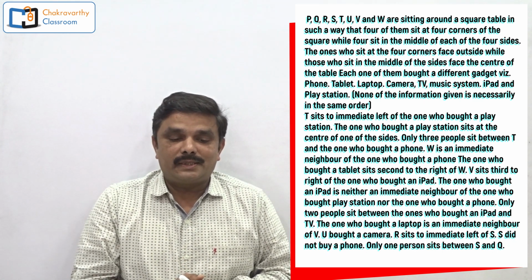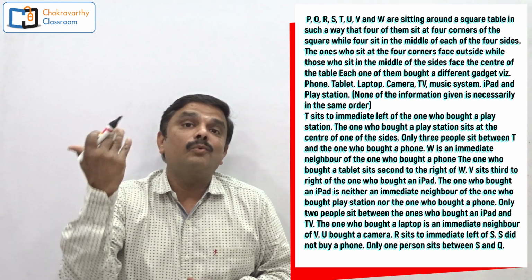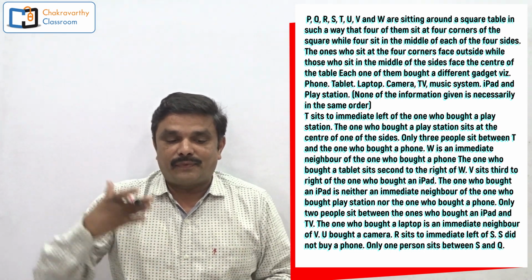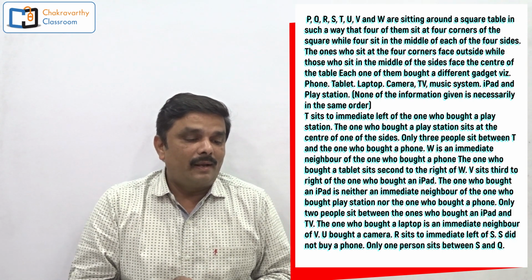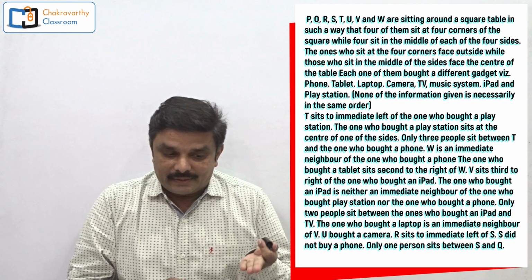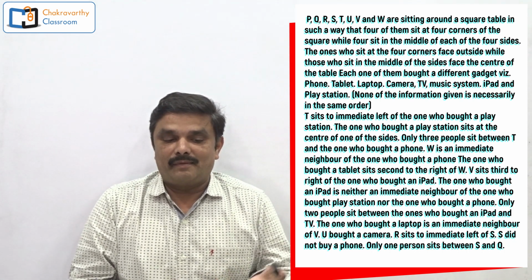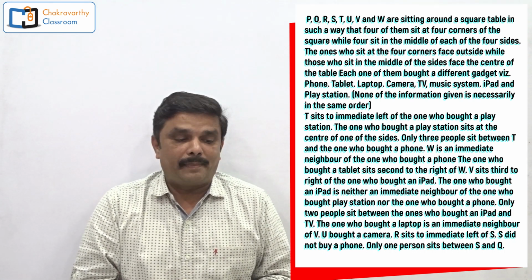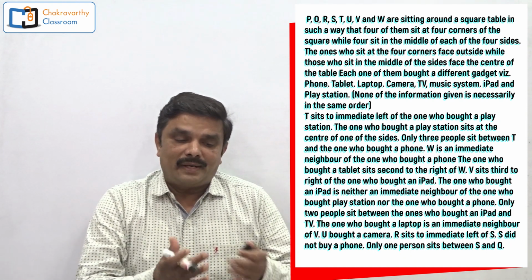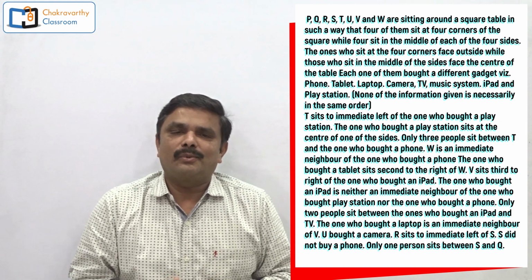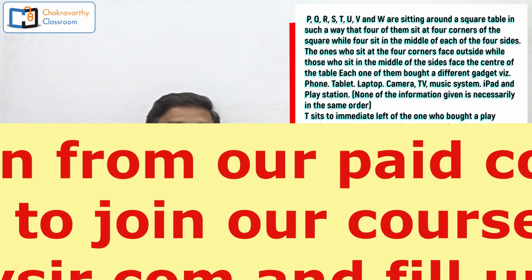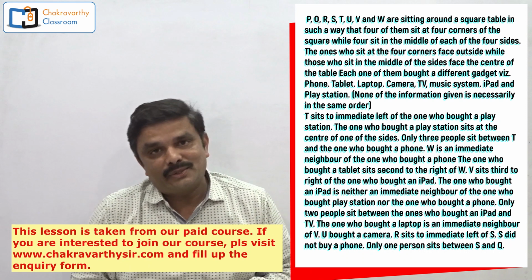The ones who sit at the 4 corners face outside, whereas those who sit in the middle of the sides face the center of the table, and each one of them bought a different gadget: tablet, laptop, camera, TV, music system, iPad and a PlayStation. We have done this type of questions previously also, but in seating arrangement you have to do as many questions as possible till the examination.